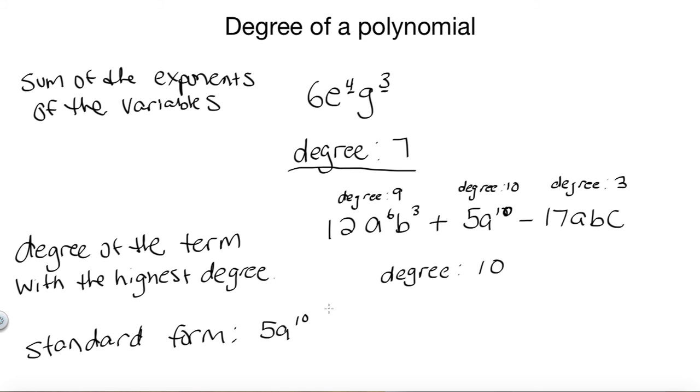The highest degree was 10, so this term comes first. 5a to the power of 10. The next highest degree was 9, so that whole term comes next. So plus 12a to the 6b cubed.